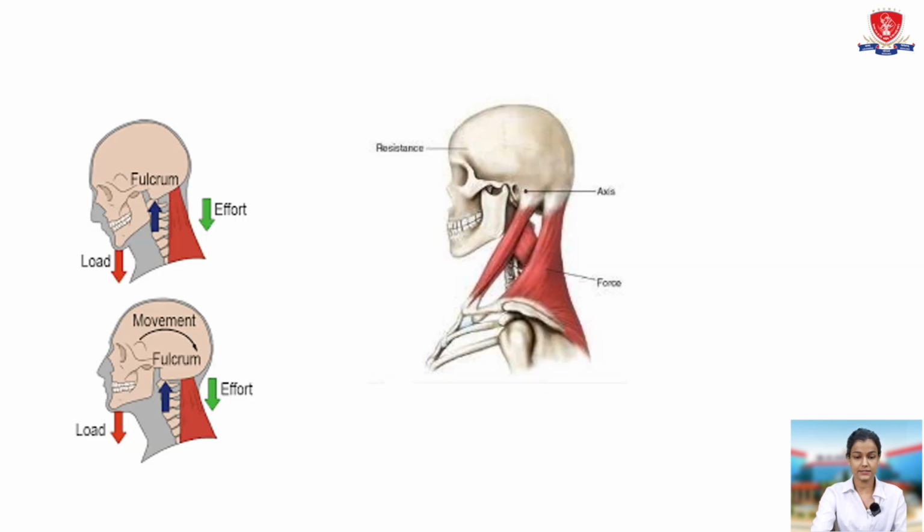Let's see this in this diagram. Now, in this diagram, this is a fixed point. We denote this as the fulcrum. The weight of the skull will be the resistance that you have to overcome when you want to move your skull in the nodding movement. And these are the neck muscles that will be applying the effort or putting up the force to overcome this resistance. Now, since the fulcrum is situated in between, the effort and the weight are situated on either side of the fulcrum. This is a classic example of a first order lever.